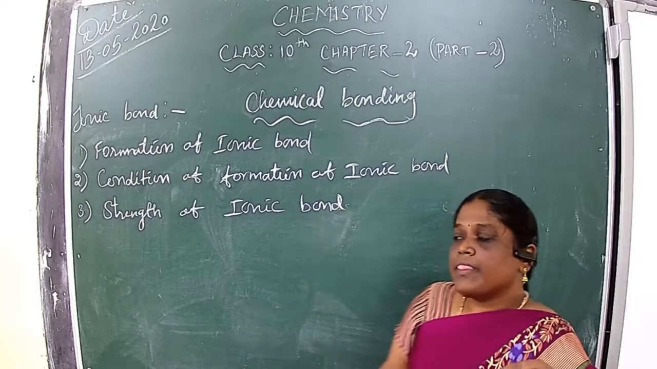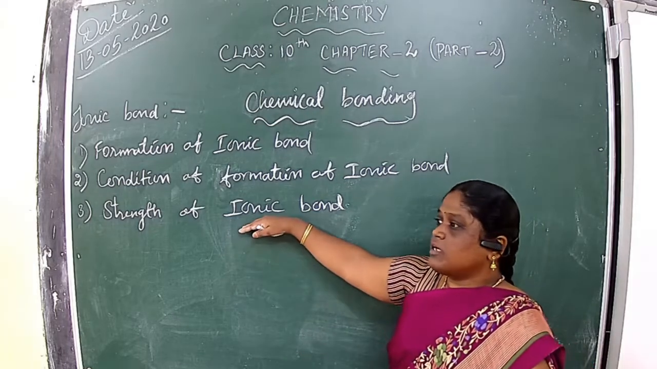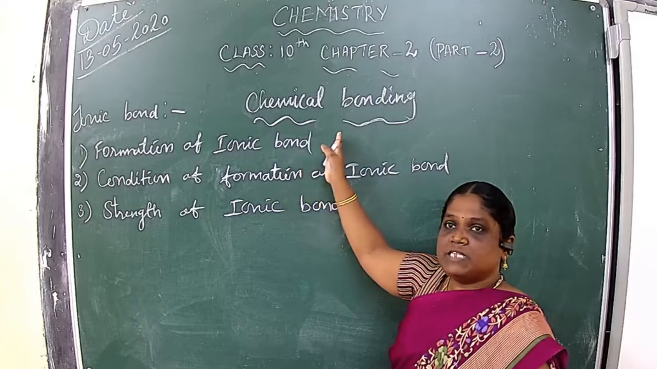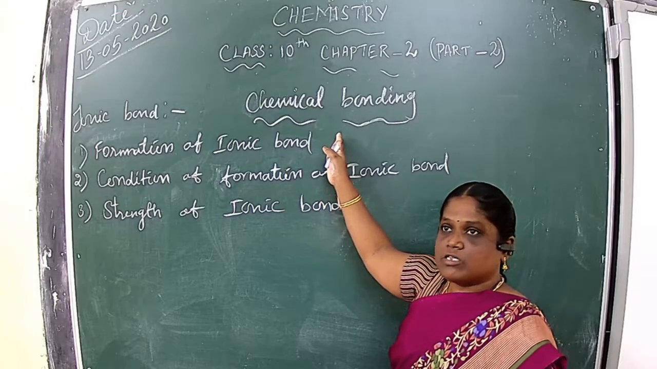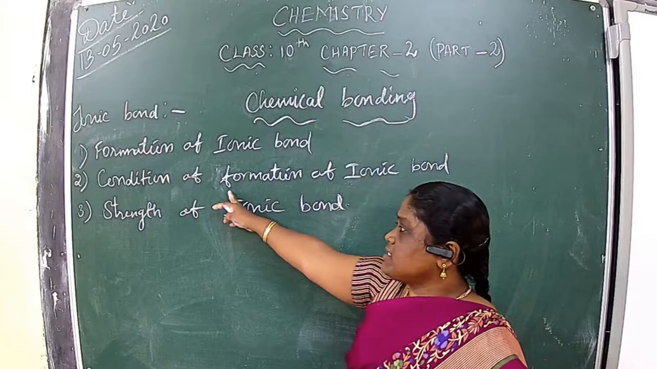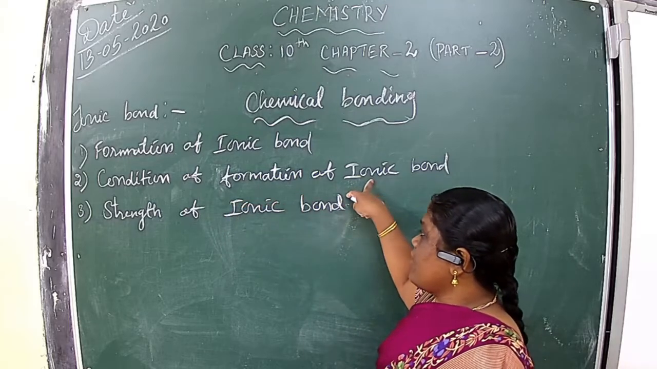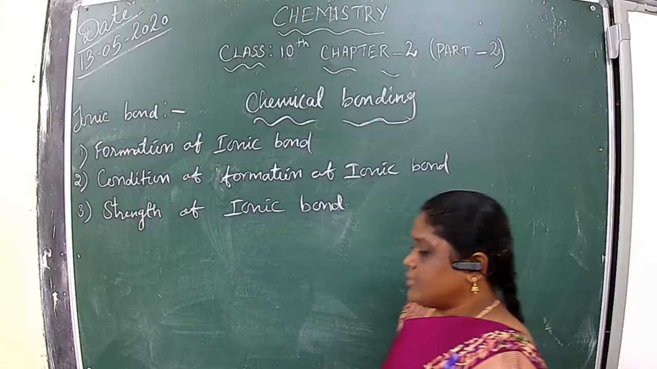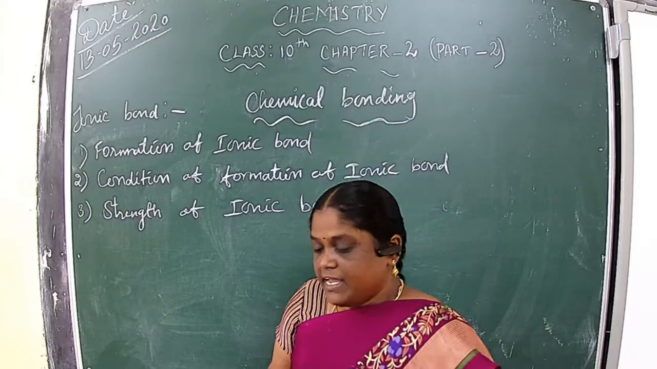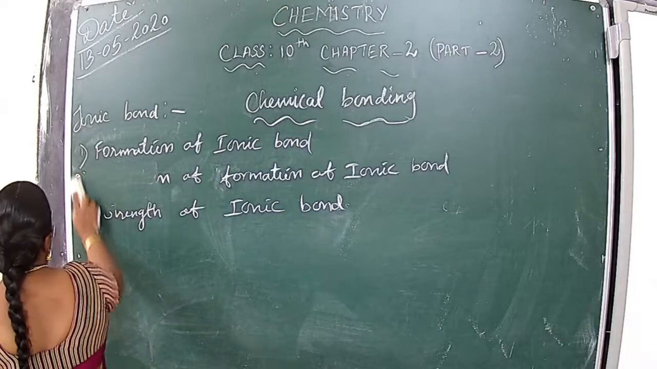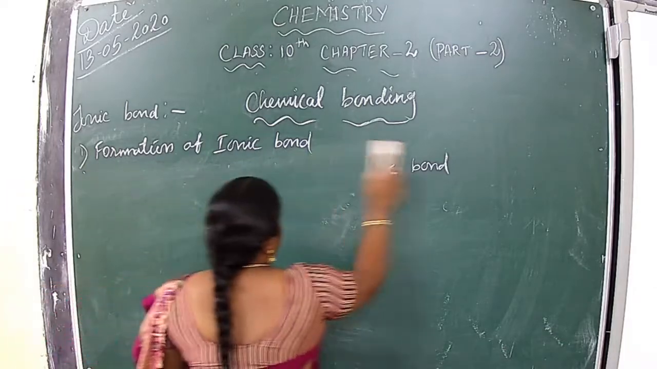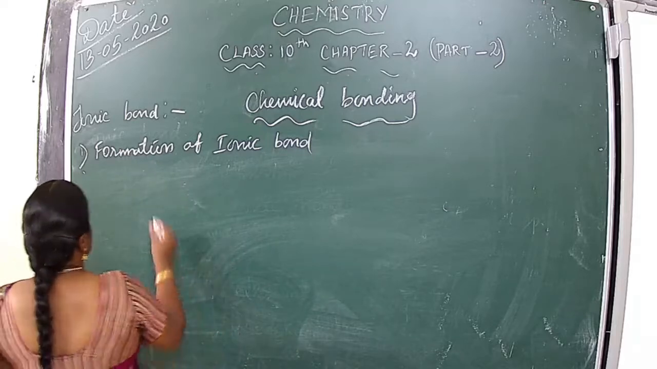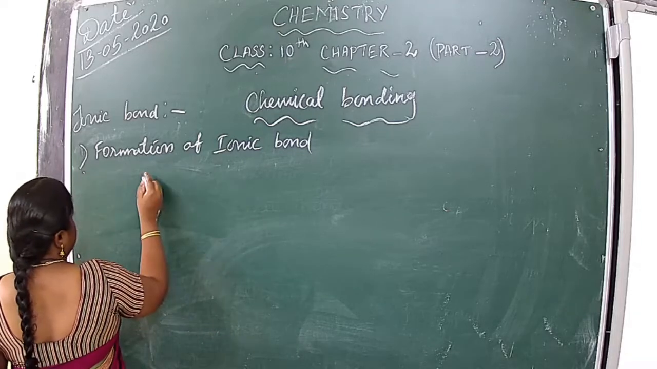Before I cover this video: first, the formation of an ionic compound, with the example of calcium oxide. Second, the conditions for formation of an ionic bond. Third, the strength of the ionic bond. Yesterday I gave you the formation of calcium oxide. See whether it is correct or not.